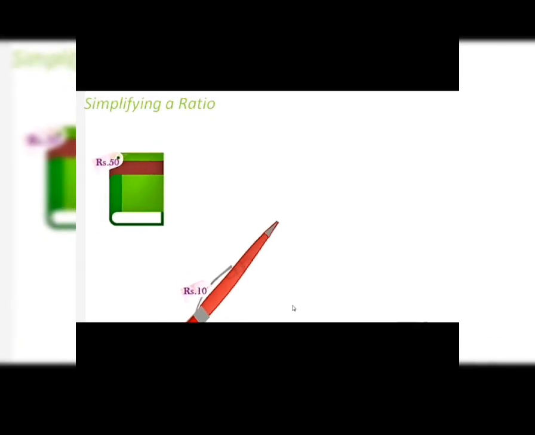So far we have discussed ratio and now you have got the idea about ratio. Now how do we simplify a ratio? In this lecture we will see how we can simplify a ratio. So let's look at this example.